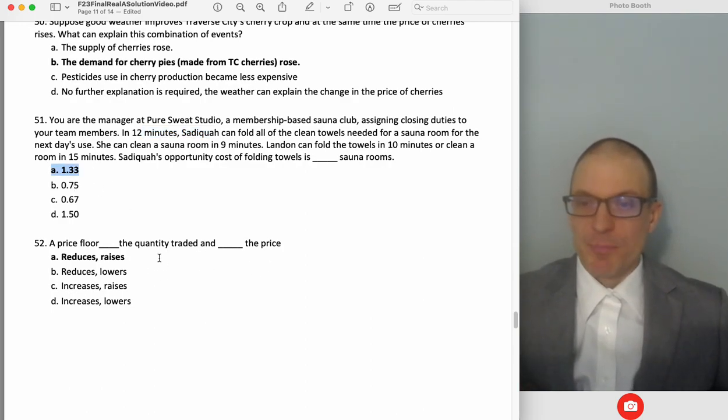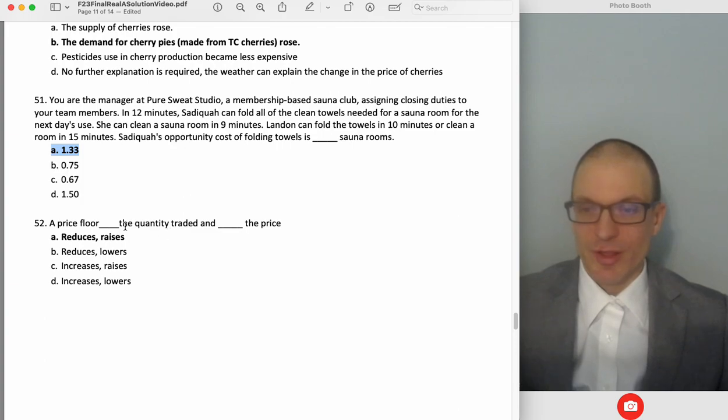A price floor, what effect will that have on the quantity traded and the price? That's going to reduce the quantity traded because at the higher price, there's going to be a lower quantity demanded. So the quantity traded will be smaller than the equilibrium quantity, right? You could draw the picture and you'd see this. It's like the minimum wage example. And what it'll do to the price is raise the price. So the best answer here is A.